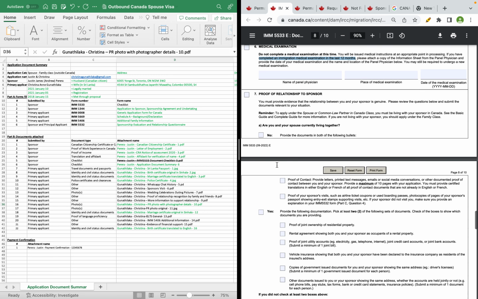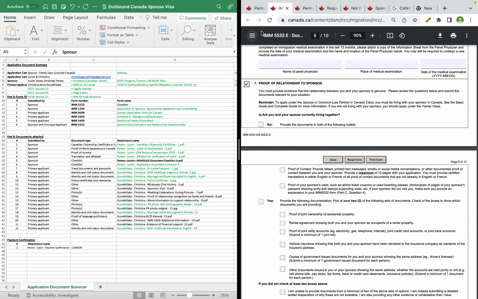Then over here, the 7th section, proof of relationship to sponsor. Okay, so basically now this is asking, going into detail and asking for information about the relationship between the sponsor and the primary applicant. This is going to be a bit of a juicy section because they're going to ask everything about your relationship in the past many years you have been in touch. So now we'll start going one by one.